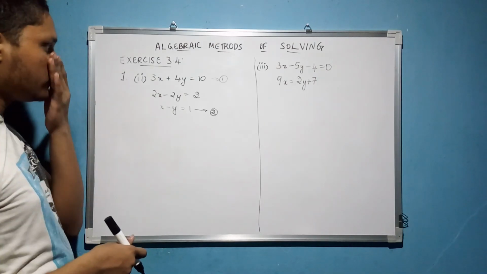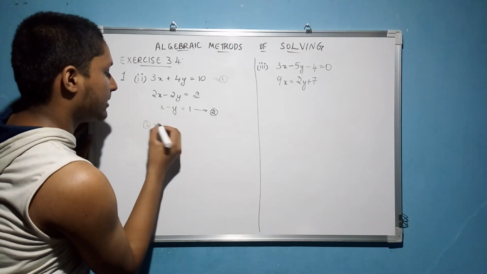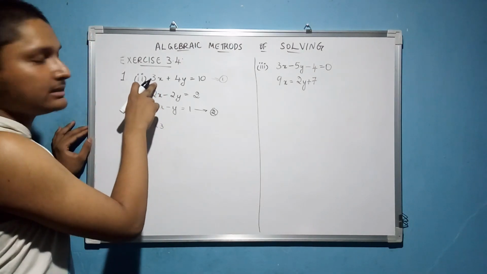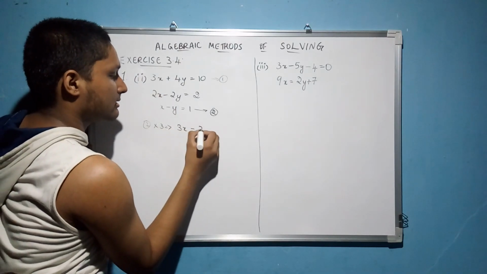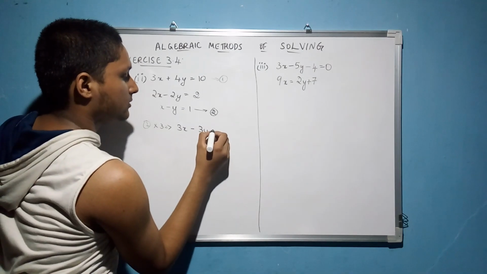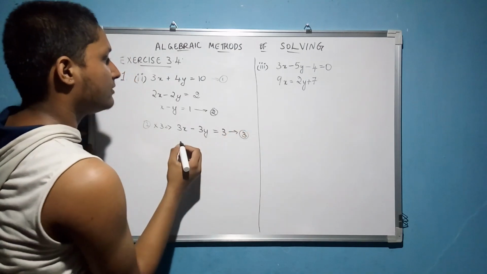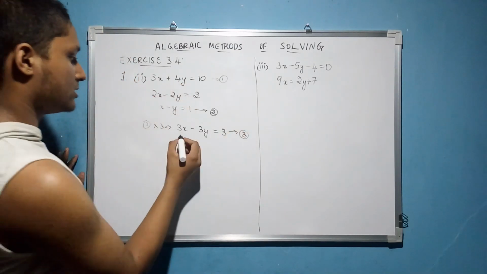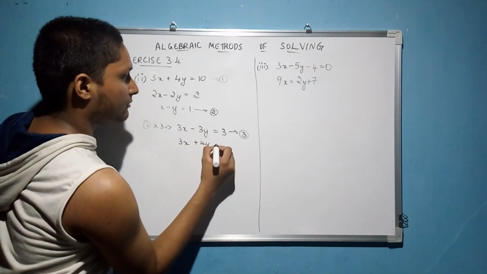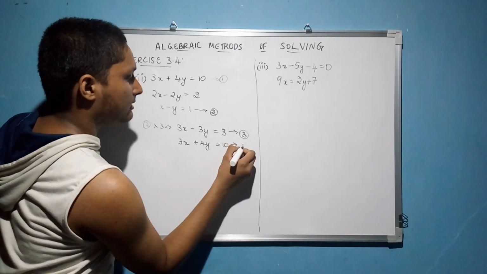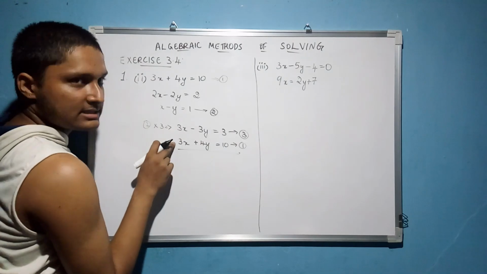Now I'll multiply the second equation by 3 in order to eliminate this x. So this becomes 3x minus 3y is equal to 3. Let me mark this as the third equation. Now I need to write this first equation here also so that it becomes easy for me to subtract. Let me mark this as the first equation itself. So now I have to subtract because they have the same sign.